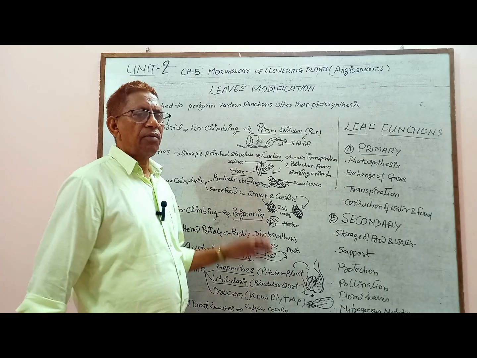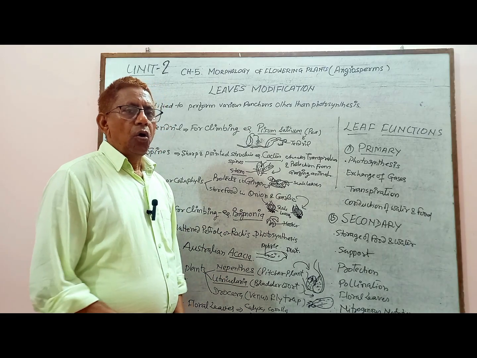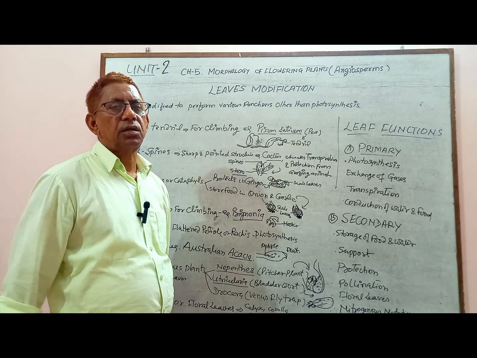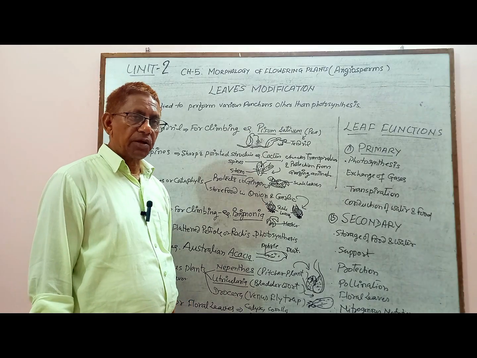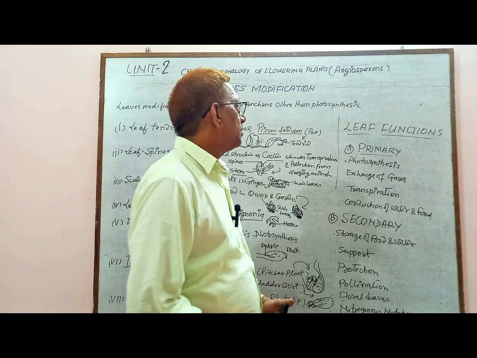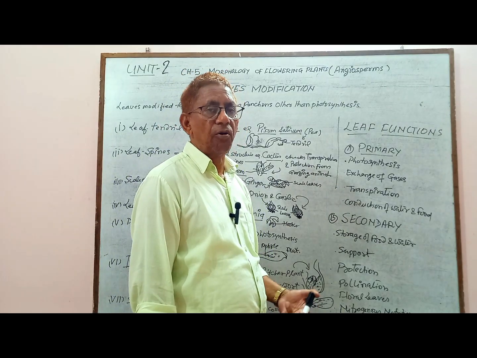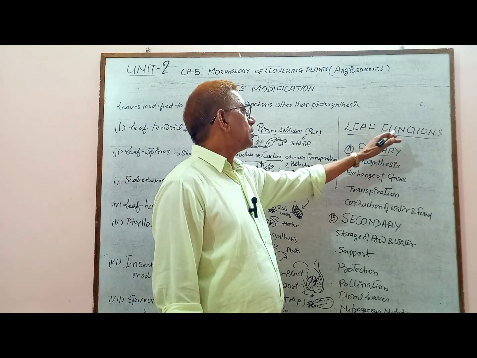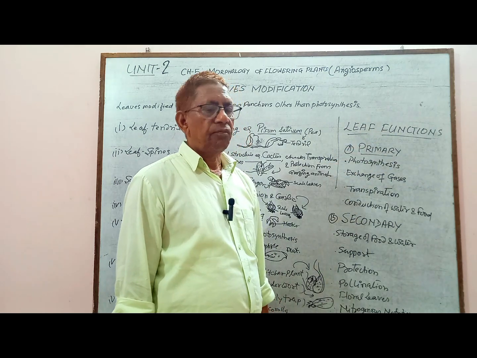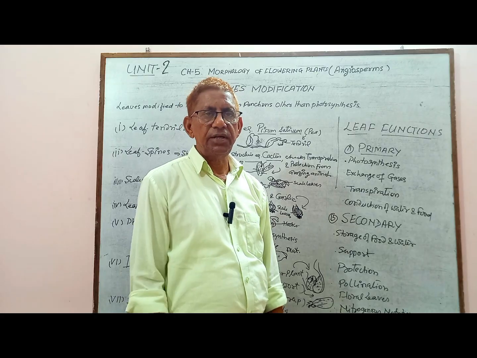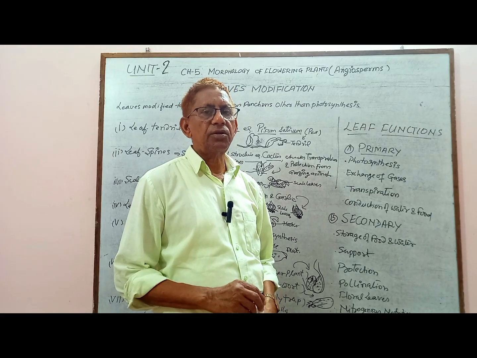In short, I just want to highlight the leaf, because the leaf is a very, very important part of the plant body, particularly in angiosperms, which are commonly known as flowering plants. So what are the primary functions of the leaf? We have categorized them on the basis of their needs or primary mechanism.